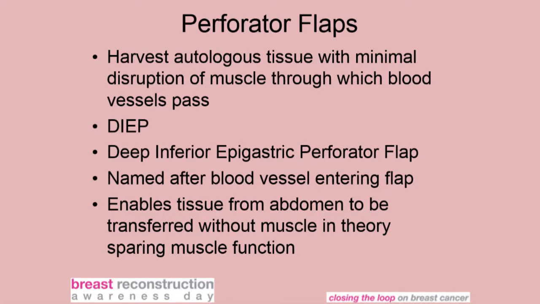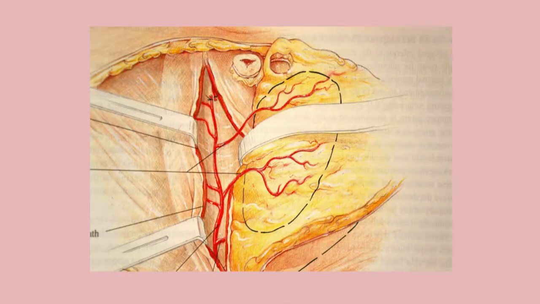Perforator flaps just allow one to dissect the tissue with minimal disruption to the muscle. And the DIEP flap, which some of you may have heard of, is just a fancy name for the blood vessel that enters the flap. This is your six-pack muscle. If you split it, there's a blood vessel coming up into it, and there are little branches that go through the muscle into the skin and the fat. So you can just take the skin and the fat and leave the muscle behind.